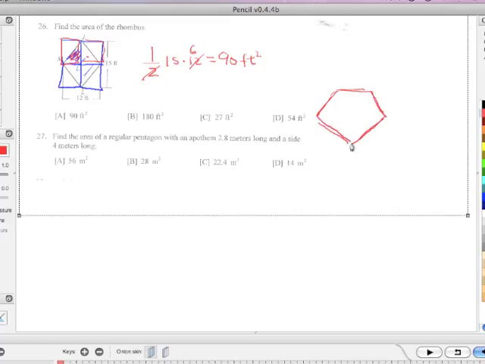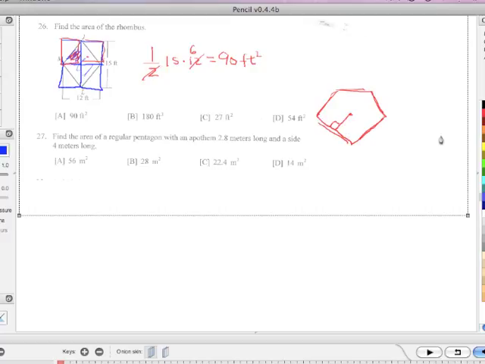Superman box. But an apothem is from the center out to a side, and it's a perpendicular line. It's a radius if it's to this point here. And you think of it as a radius because if it were in a circle, that would be a radius, but it's not. It's an apothem.